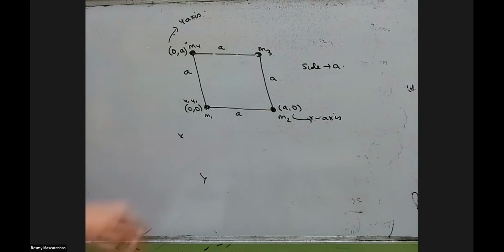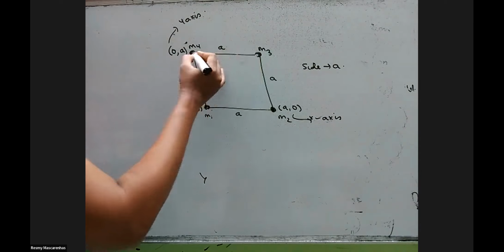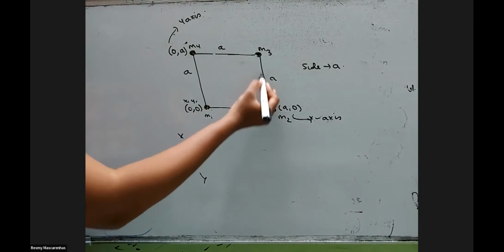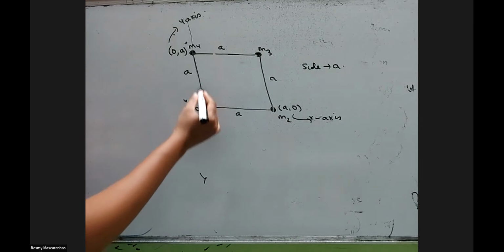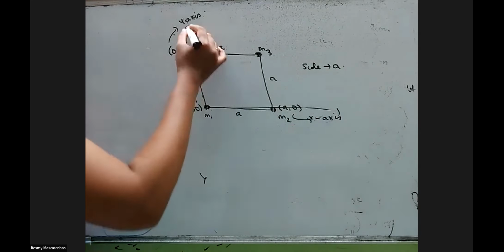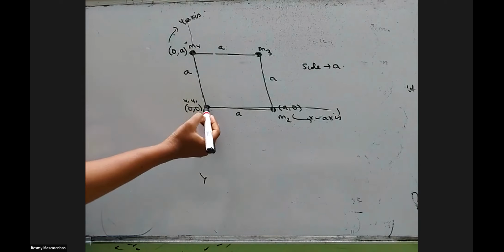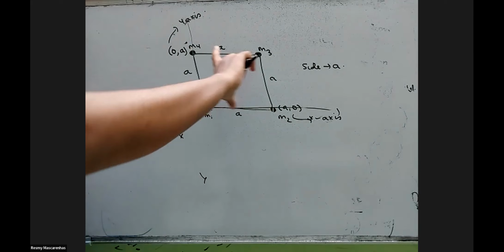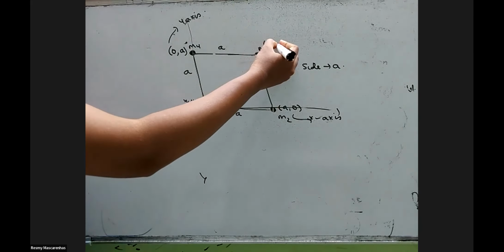Now this, from here to here, how much is this distance? X distance is how much of this point? A. Y distance with respect to origin. Just draw this in the graph form and see. From origin, this distance, X distance is A, Y distance is A. So this point will be (A, A).